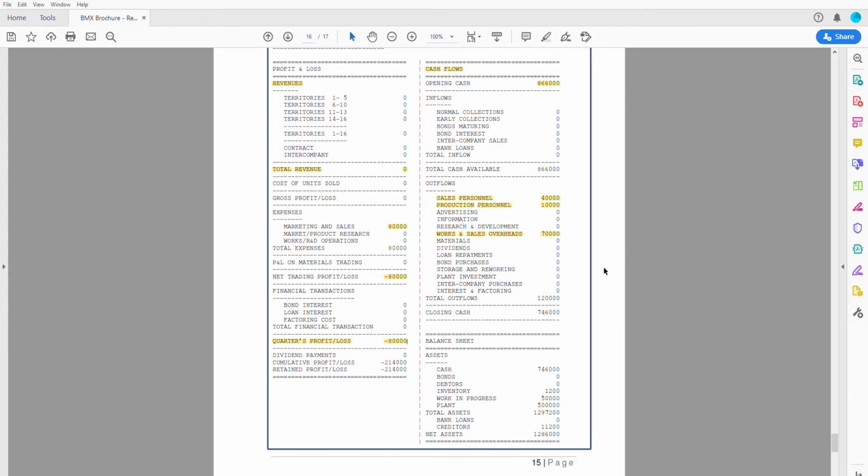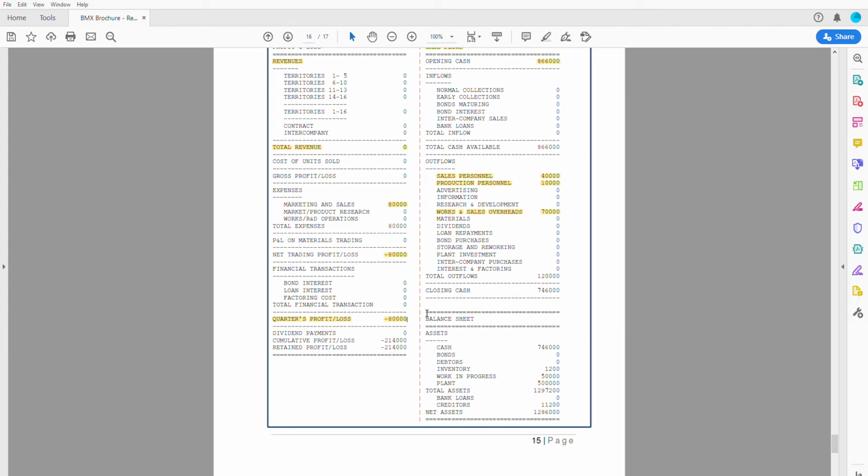At the bottom on the right here, you can see the balance sheet. This is telling you what's happened to your assets. So you can see, first of all, we've got cash, and this is at the end of the quarter, we've got 746,000. That is the same as the closing cash figure up above here. In addition, we've got some inventory. This is raw materials. We've got some work in progress, the value of the goods that are sitting in the factory. This is the value of the factory itself, the 500,000 that we spent.